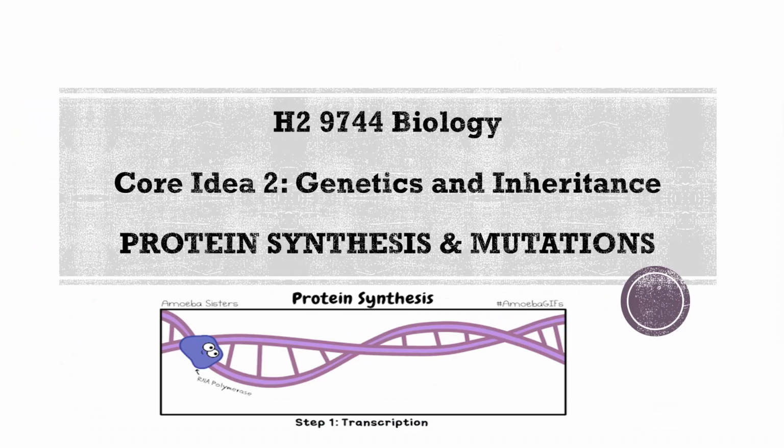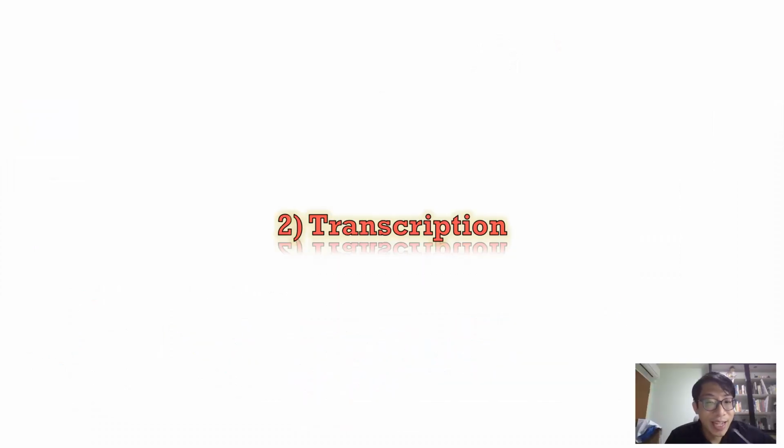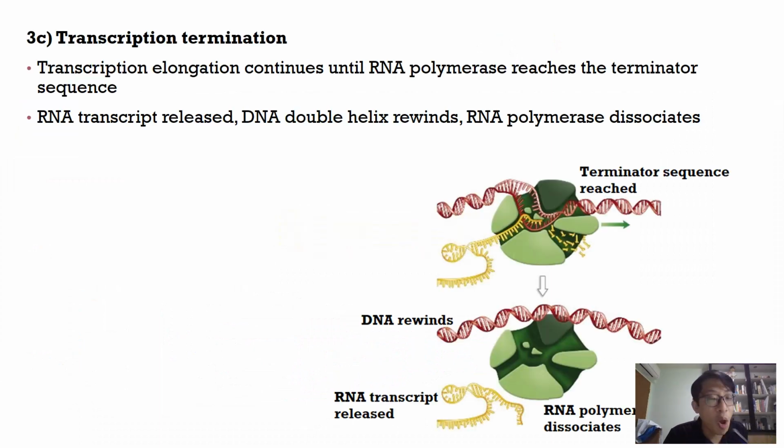Alright, we will continue to look at how transcription is terminated once the gene sequence has been transcribed and the RNA polymerase moves to the terminator sequence. Once it reaches the terminator sequence, the RNA transcript, the mRNA, would be released, and of course the double helix of the DNA would rewind, and the RNA polymerase would leave, ready to bind to another promoter if there's a need to transcribe another gene. Or if it needs to transcribe the same gene again, then we just go back to bind to the same promoter.